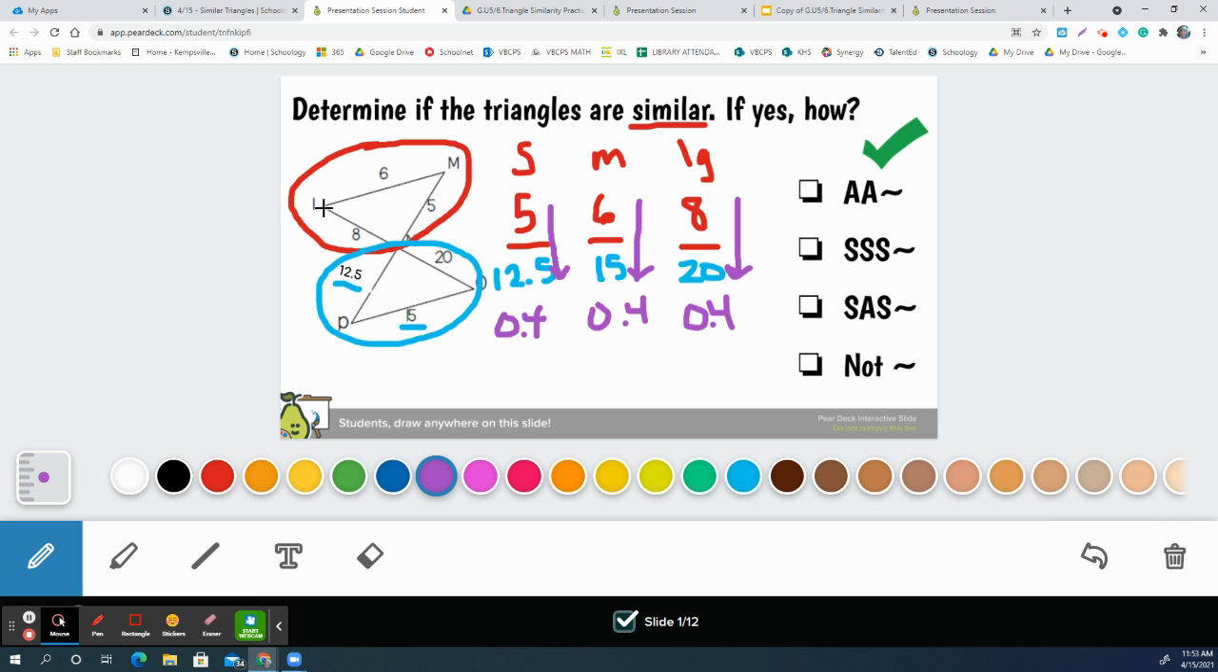Because I started with sides, I've got a side of 6, a side of 5, and a side of 8. The only possible thing it could be is side, side, side. If all of these numbers are exactly the same, then that's it. I don't have angles, so it can't be angle, angle. I don't have any angles, so it can't be side, angle, side. And they all worked out, so it is similar. Yes.